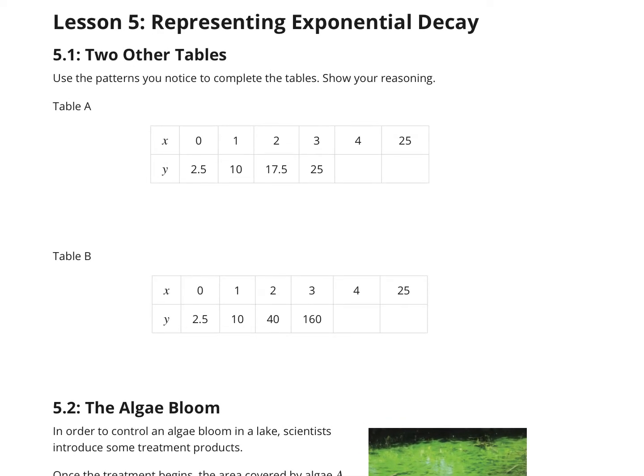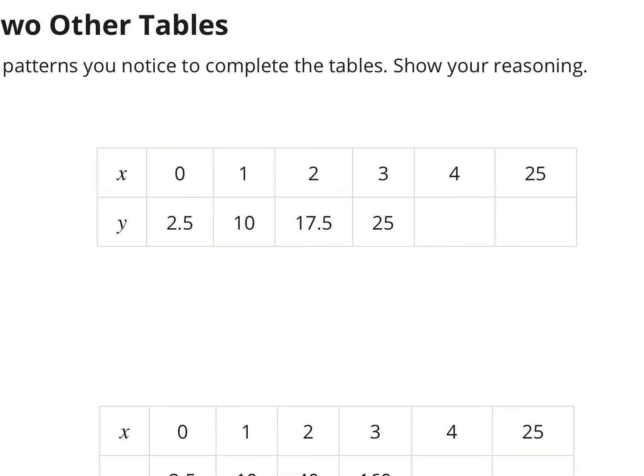So in this activity, we see that there are two different tables and they are partially complete. What you need to do is take a look and see if you can figure out the pattern and complete the table. Go ahead, pause the video and work on that. All right, let's take a look at the first table. So in this table, I can see that as x is increasing by 1, y is increasing by 7.5. 7.5 plus 7.5. So to figure out 4, I would just add an additional 7.5, which is 32.5.